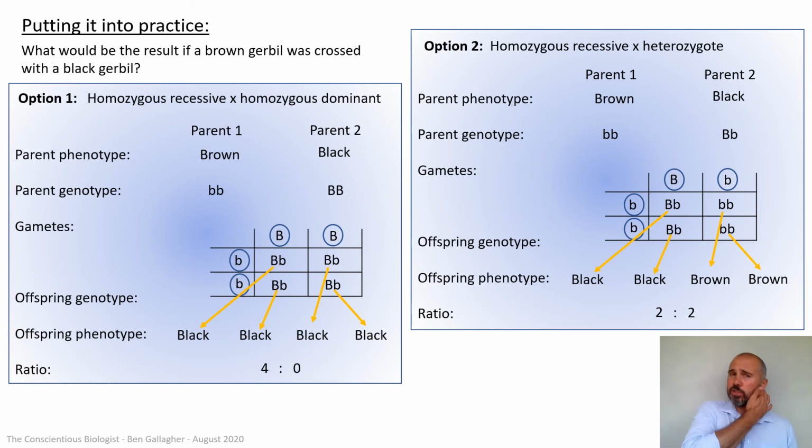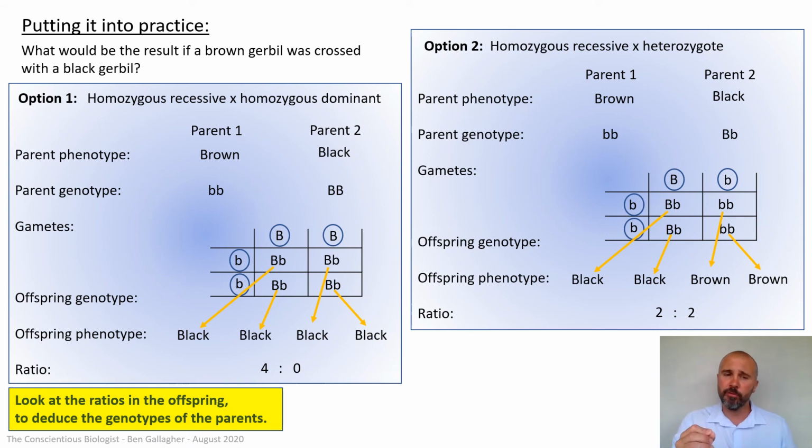Now, looking back at the original question, what would be the result if a brown gerbil would be crossed with a black gerbil? We don't know. It could be either of these 2. All the offspring could be black, or half of them could be black and half of them could be brown. So they'd never actually ask you that question in the exam. They'd give you some more information, and using that information, the most important thing you can do is look at the ratios in the offspring, if it gives it to you, because that can help you deduce the genotypes of the parents. If all of the offspring were black, then you would know for a fact that the one parent had to be homozygous dominant. If it was more of a 50-50 split, then you'd know it's this cross where they're a heterozygote.